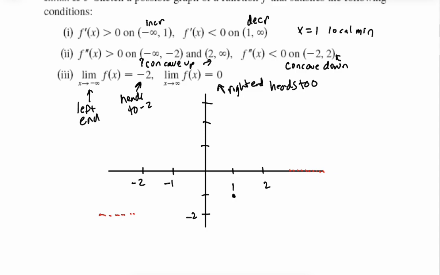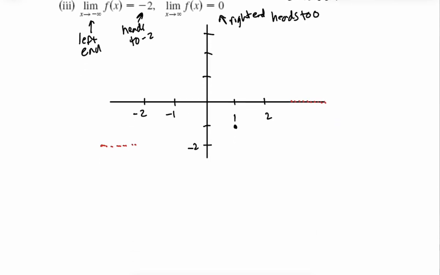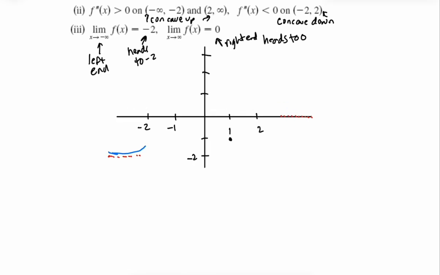So let's think. Okay, it's increasing but concave up. Increasing but concave up. Okay, so it's increasing, but the cup is up until we hit -2. And then our cup is down, but it's still increasing. Let's see. And then it's, our cup is down.